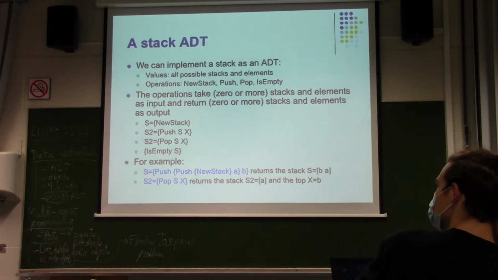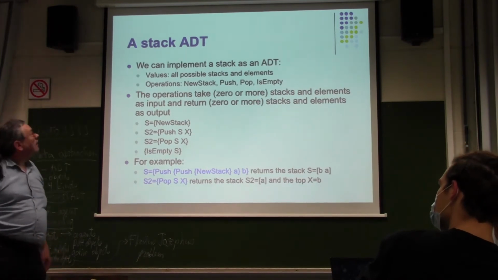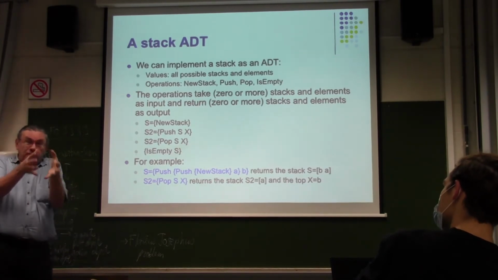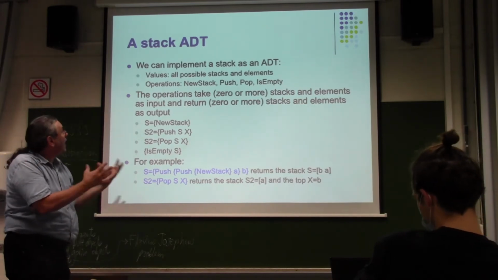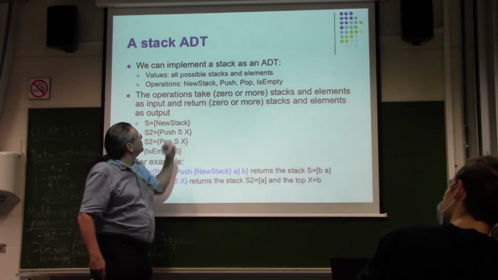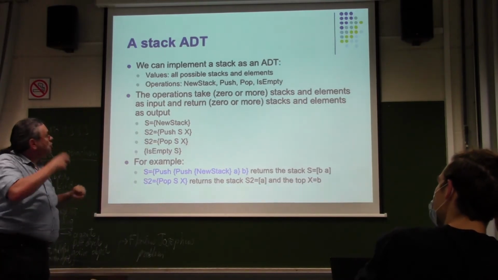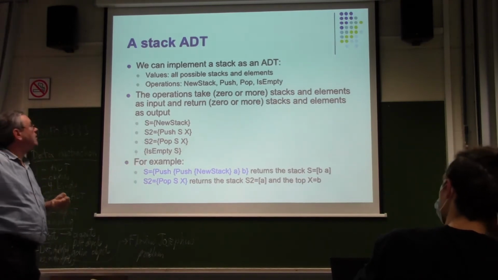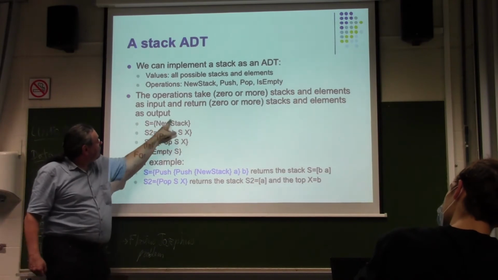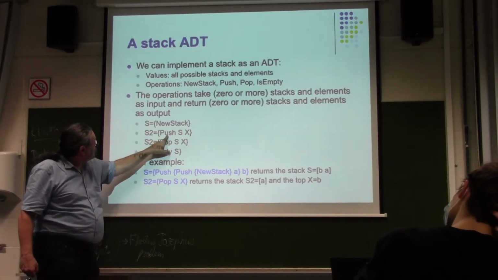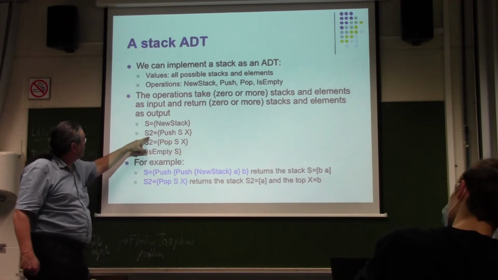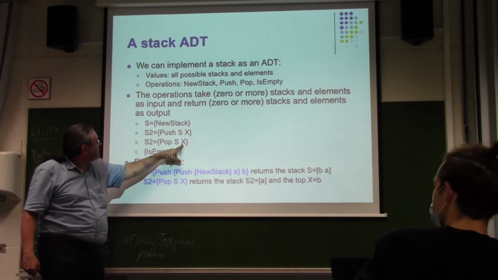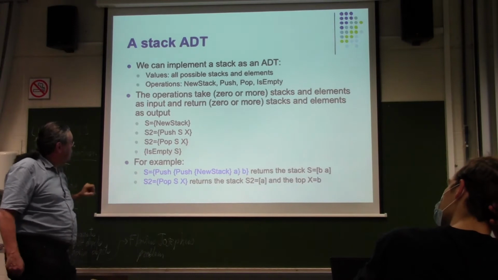Okay? So let's implement a stack as an abstract data type. So the values are the values of the stacks, a particular value of a stack, and for the operations, we can define these 4: new stack, push, pop, is empty. An operation will take a stack as an input and an element, and it returns a new stack. So new stack is here a function that returns an empty stack. Push will take a stack S and an element, and return another stack. Pop will take a stack S and an unbound variable X. It will bind X to the top, and it will return S2, which is the popped stack, and so on.